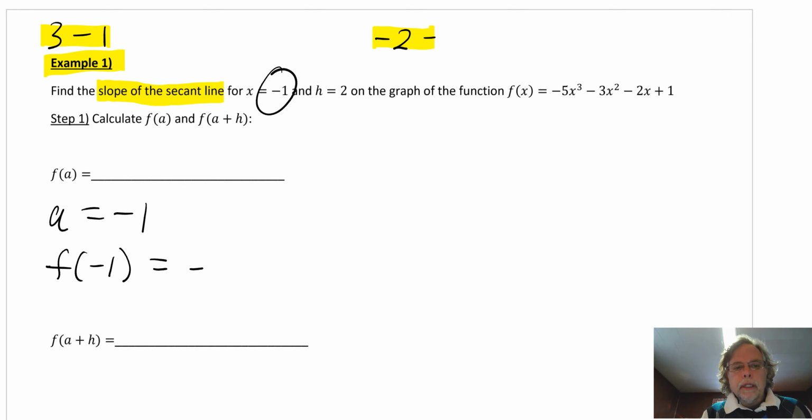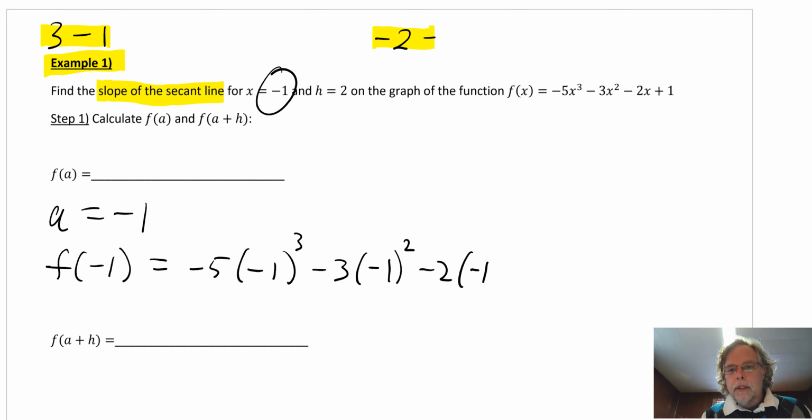So that would be -5 times -1 to the third minus 3 times -1 squared minus 2 times -1 plus 1, and that turns out to be 5.